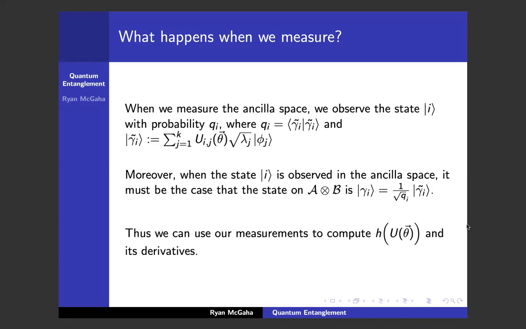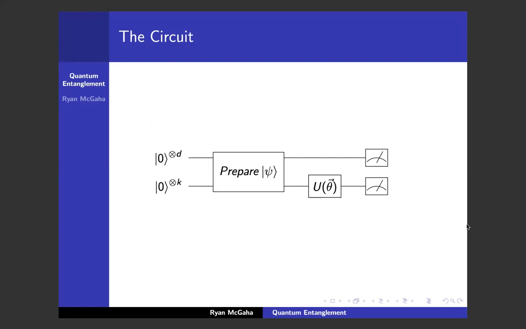So let's look at the circuit. It is surprisingly simple. You start with some zeros and you prepare your state from those zeros. Then you apply the U and you measure. That's really all there is. The rest of the algorithm is just plugging things back in to get your derivative and optimization, so you can offload that to the classical computer now.